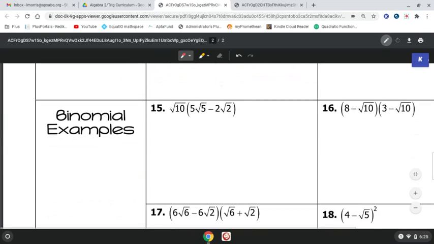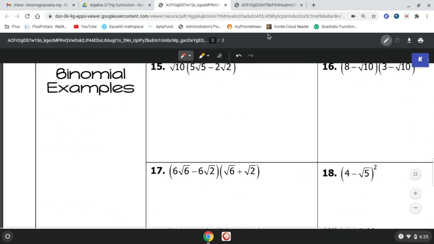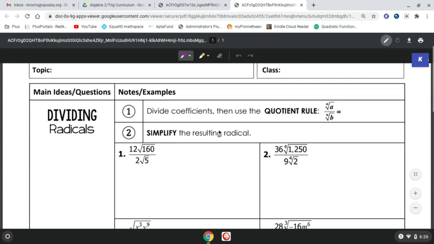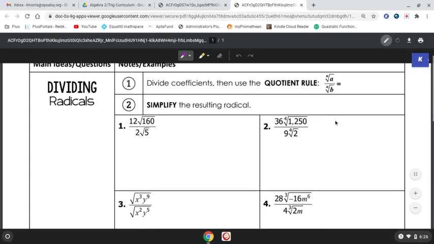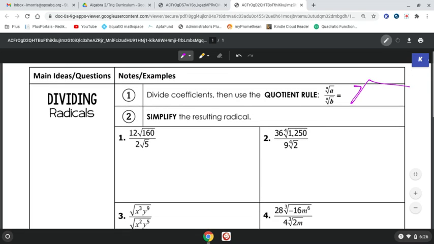We're not going to do anything with these binomial examples, but we are going to go over dividing radicals. Dividing radicals is very similar to multiplying them. You're just going to use the quotient rule, which says that if we're taking the square root of two things that are divided, we just rewrite them both as a fraction under the radical, or we divide them. So let's look at number 1.